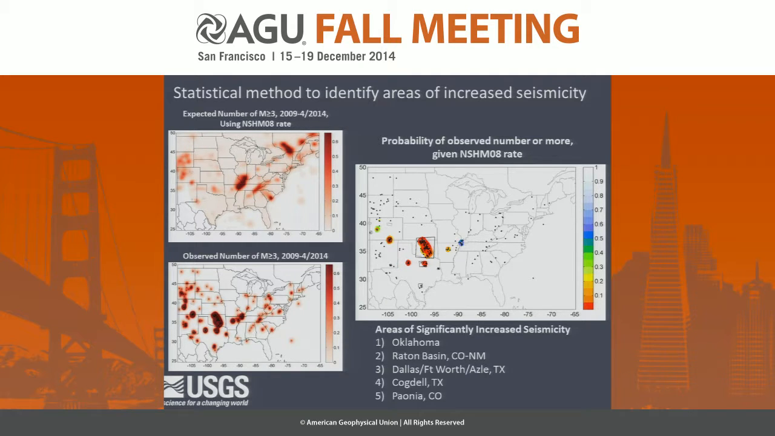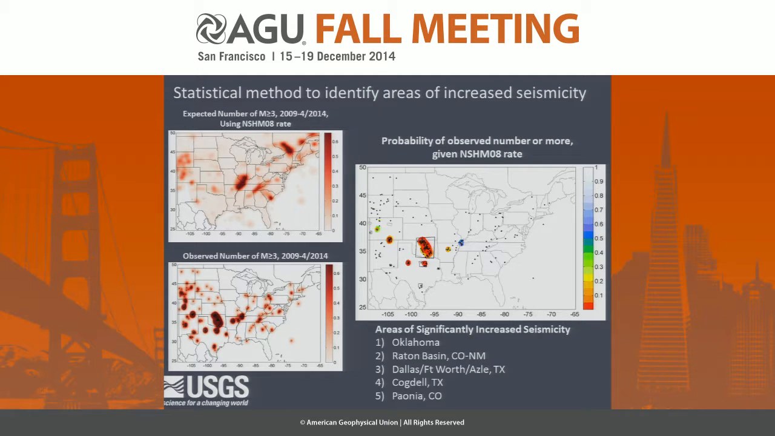So this is now showing the probabilities of getting these observed numbers of events with the lowest probabilities in the warm colors here. So basically the low probability areas are the areas that are seeing significantly higher numbers of earthquakes than the 2008 model would have predicted. And so we've identified 5 areas that have significantly increased seismicity at the 95% confidence level.